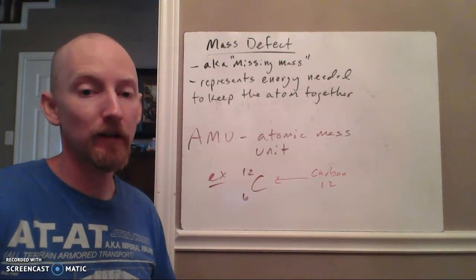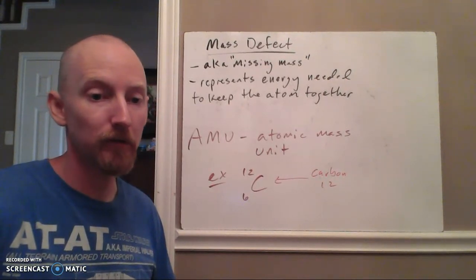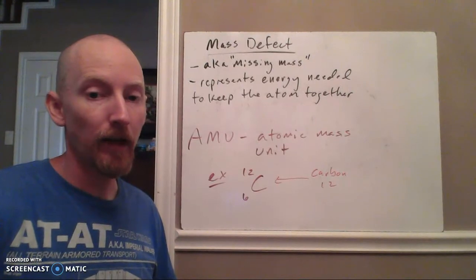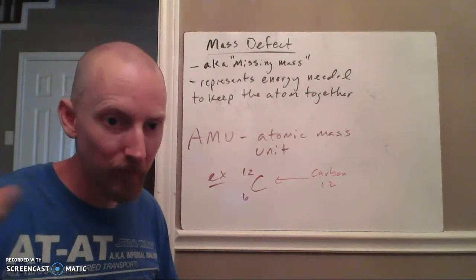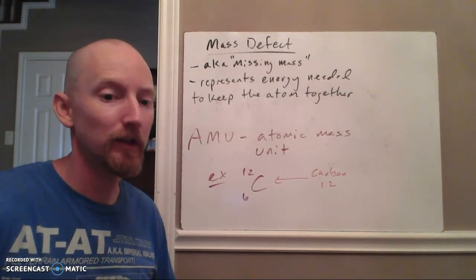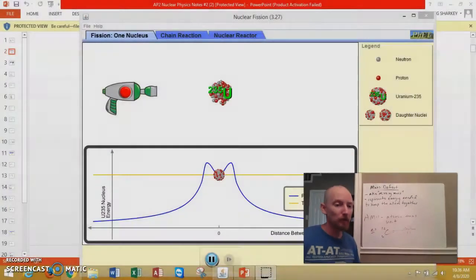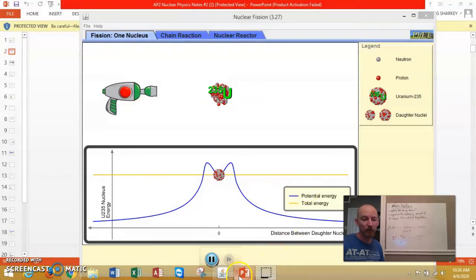Now, it's really fascinating that if you break carbon-12 up into its little parts, the mass that you get, if you add up all those little parts, won't be 12. And that's fascinating.